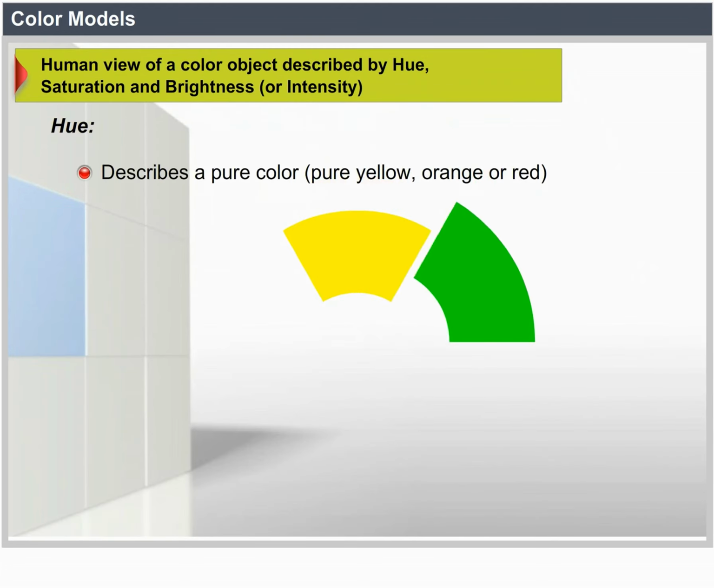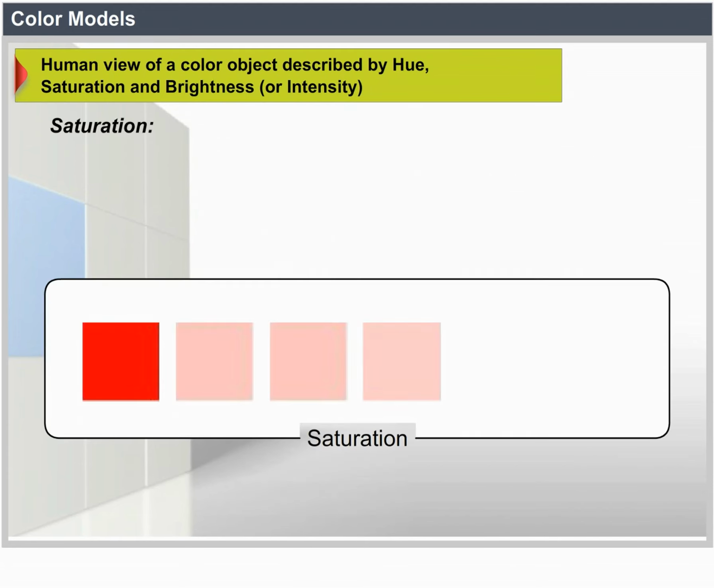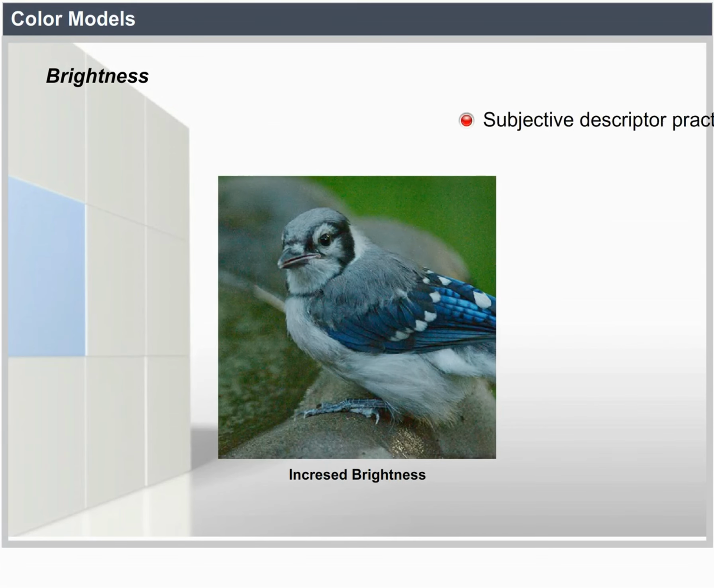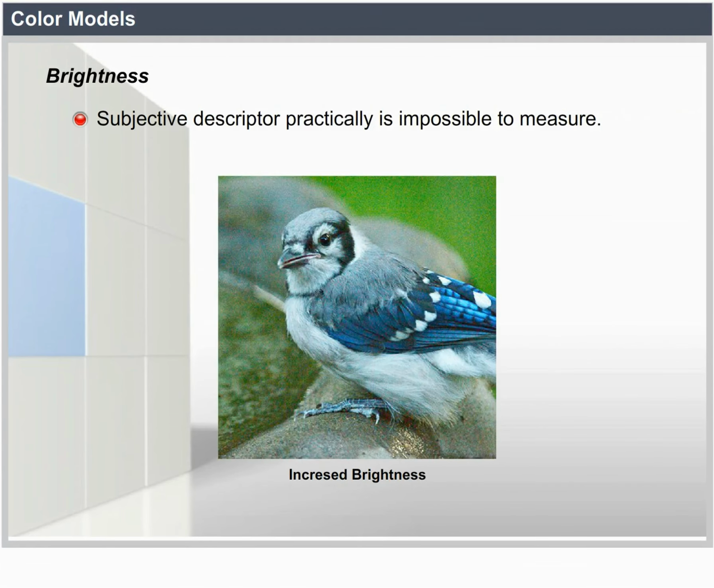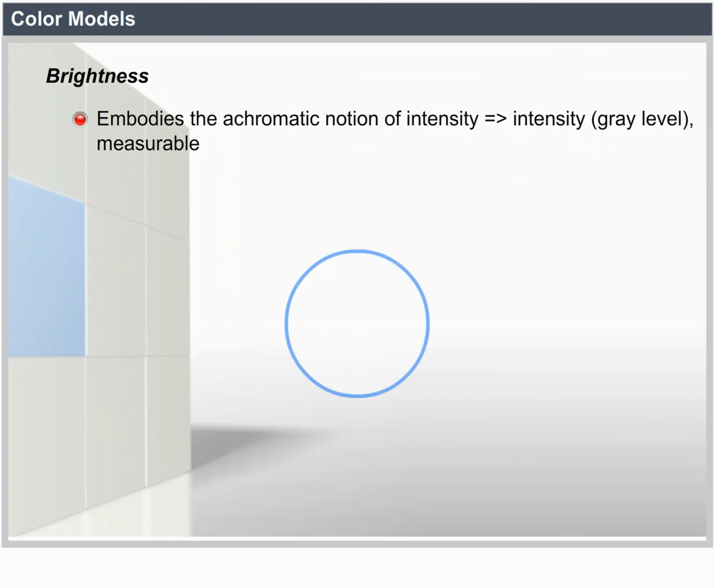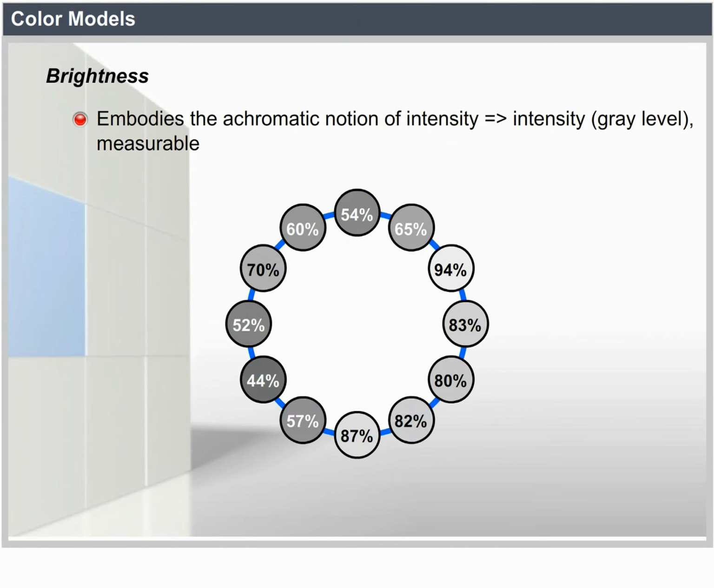Hue describes a pure color: pure yellow, orange, or red. Saturation gives a measure of the degree to which a pure color is diluted by white light. Brightness, a subjective descriptor practically impossible to measure, embodies the achromatic notion of intensity. Intensity, gray level, is measurable.